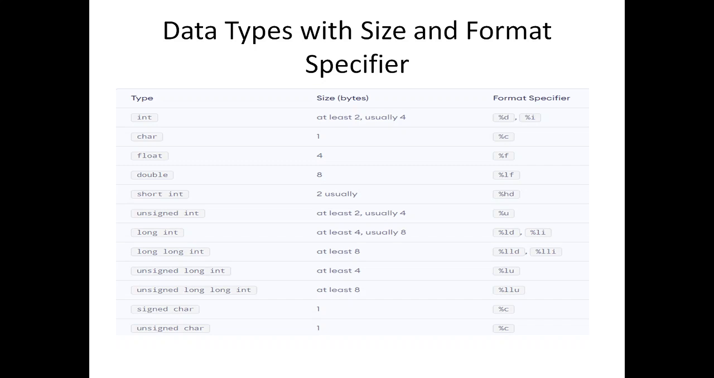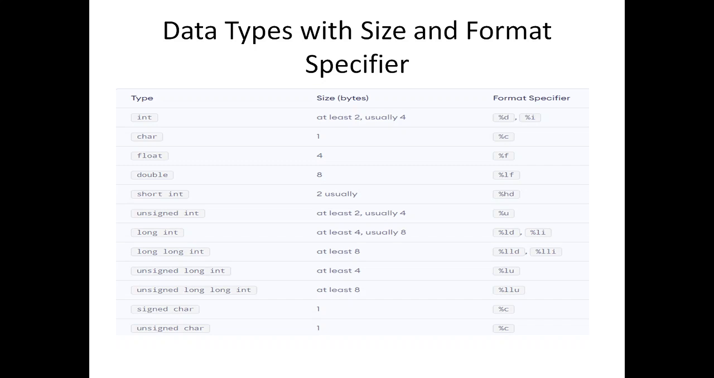And you have double. Double's size is double the size of float. It's 8 bytes, and we use %lf when we say double. And then you have short int. If you want to store integer information which has a very small size, then you can use short int. It's 2 bytes, and you can use %hd for short.